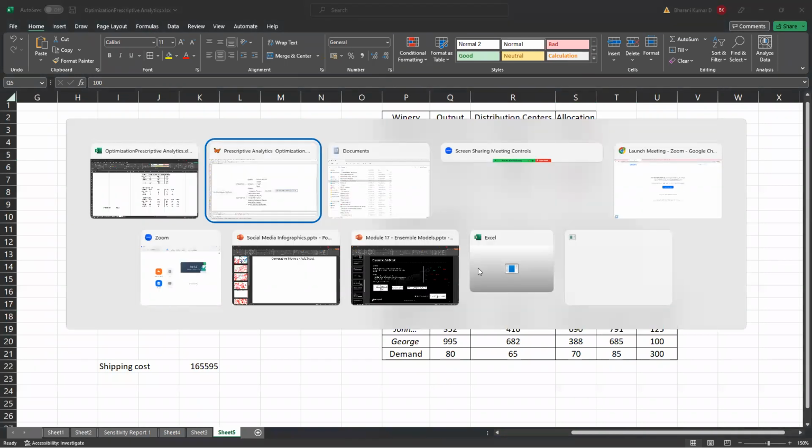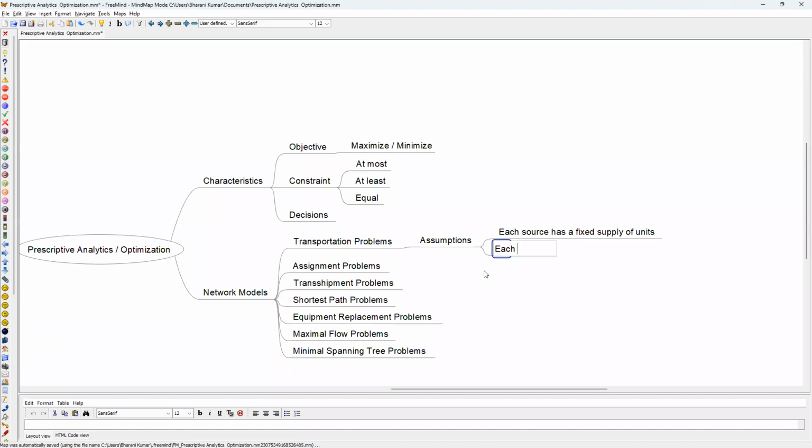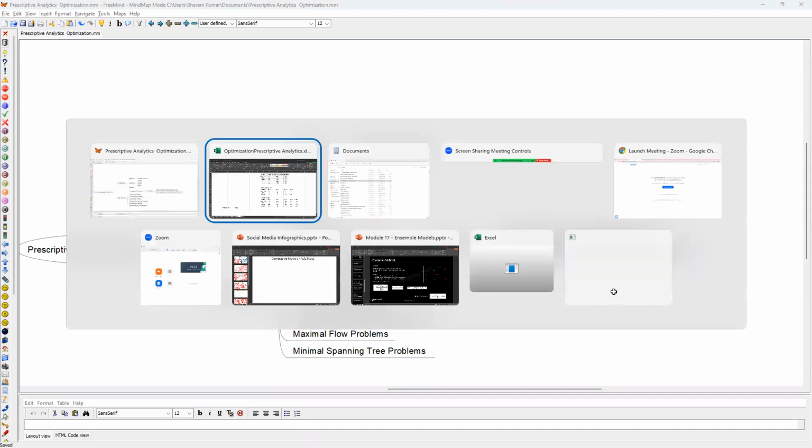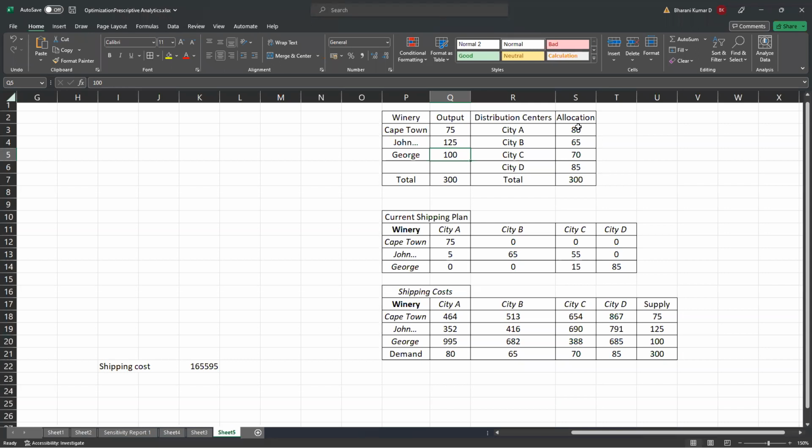That is one assumption. The next assumption is each destination has a fixed demand for units. So that means the entire demand must be received from the sources. If this is the demand for the city, the entire demand must be supplied from these sources. The entire 65 must be supplied from these sources. The entire 70, the entire 85.